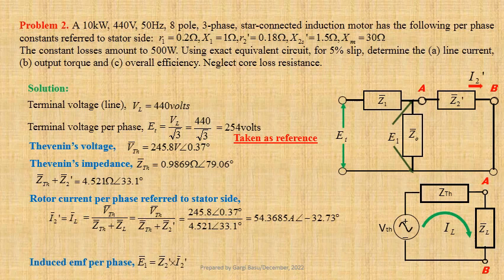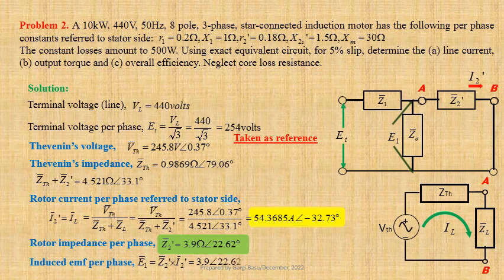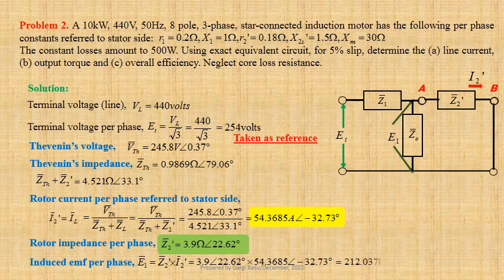Expression for induced EMF per phase E1 equals Z2 dash into I2 dash. We have obtained rotor impedance per phase referred to the stator Z2 dash equals 3.9 ohm at an angle 22.62 degree. Using values we get E1 equals 3.9 at an angle 22.62 degree into 54.3685 at an angle minus 32.73 degree, that gives us 212.037 volt at an angle minus 10.11 degree.